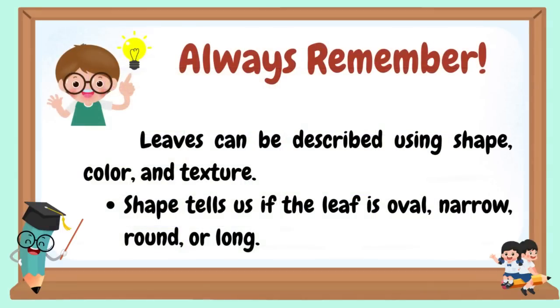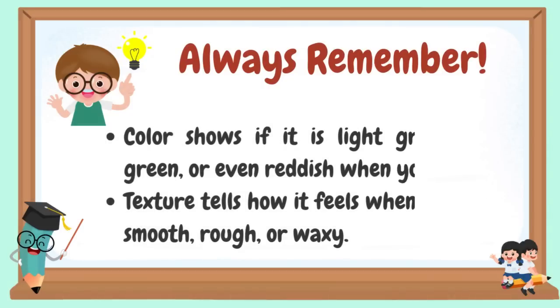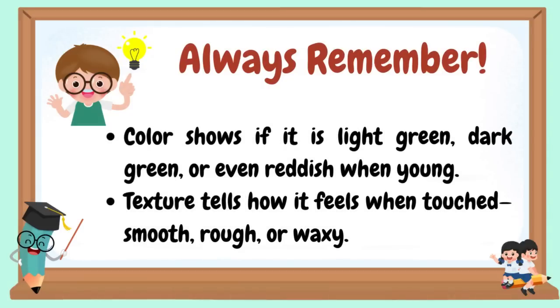Always remember, leaves can be described using shape, color, and texture. Shape tells us if the leaf is oval, narrow, round, or long. Color shows if it is light green, dark green, or even reddish when young. Texture tells how it feels when touched: smooth, rough, or waxy.